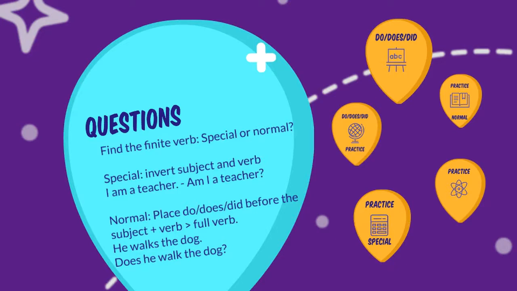For instance, in the sentence, I am a teacher, the first verb of that sentence is am. Am is on the list of special verbs. If that's the case, and I need to make it into a question, invert subject and verb. So, am I a teacher? Just like in Dutch. Now, let's take another example. He walks the dog. The first verb in that sentence is walks. Walks is not on the list of special verbs, and therefore you need to use do, does, and did.